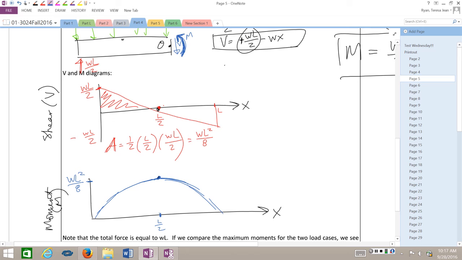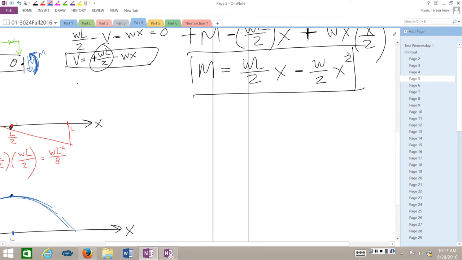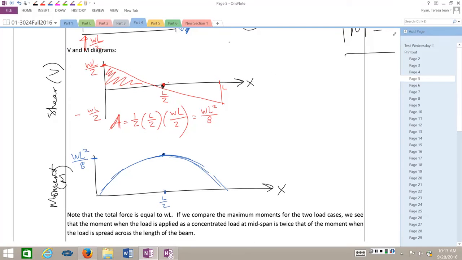Because how do you know what shape it is? It's a quadratic. You also could have looked at this and gone, oh, minus x squared. That's going to be a downhill concave parabola. So that's your moment. That's how your moment changes as a function of x. Internal moment reaction. Cool? Questions? Good? All right.